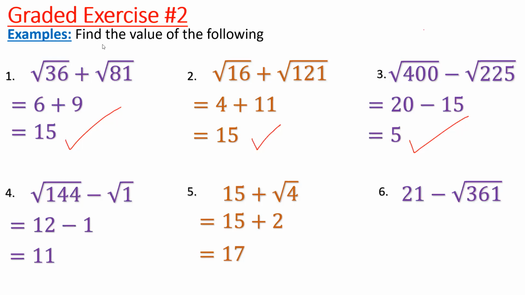Yes, sir. So for 21, we keep it because it's already a whole number. Then you find the square root of 361, which is 19. Then you subtract 19 from 21 and you get 2. Very good. So 21 minus 19, because the square root of 361 is 19. How many persons got that? 21 minus 19, which is 2. Let me know if you got that. I did. Okay, good.